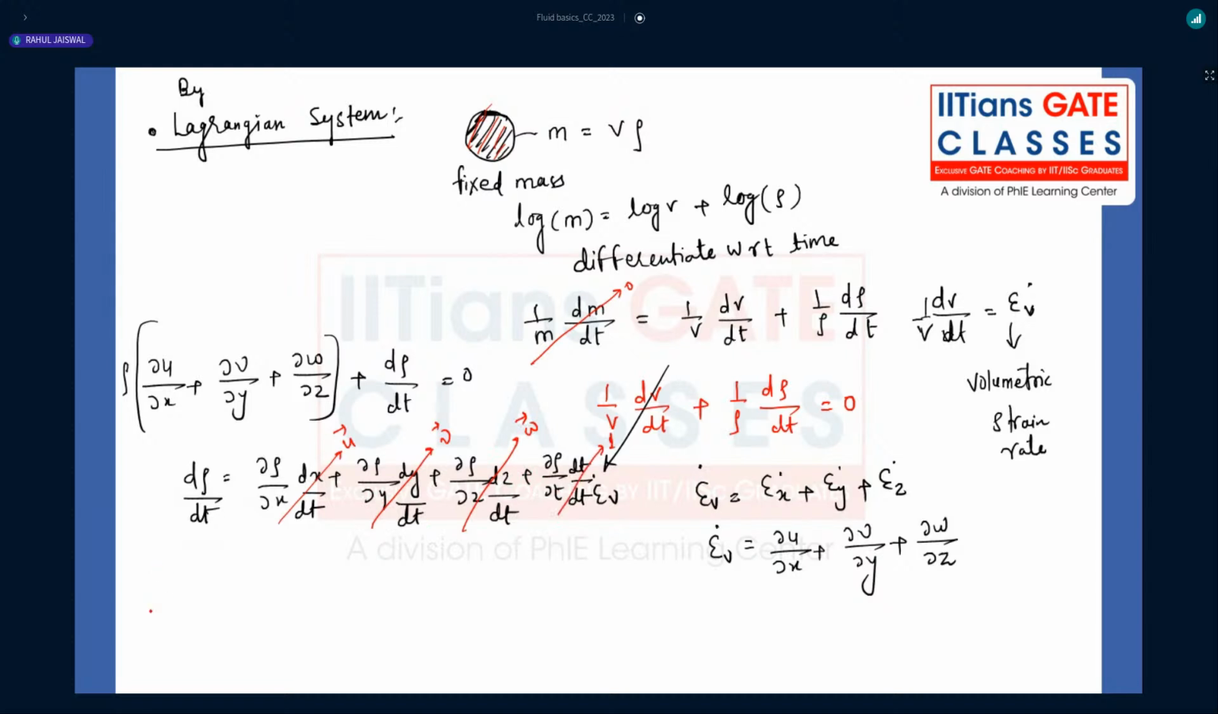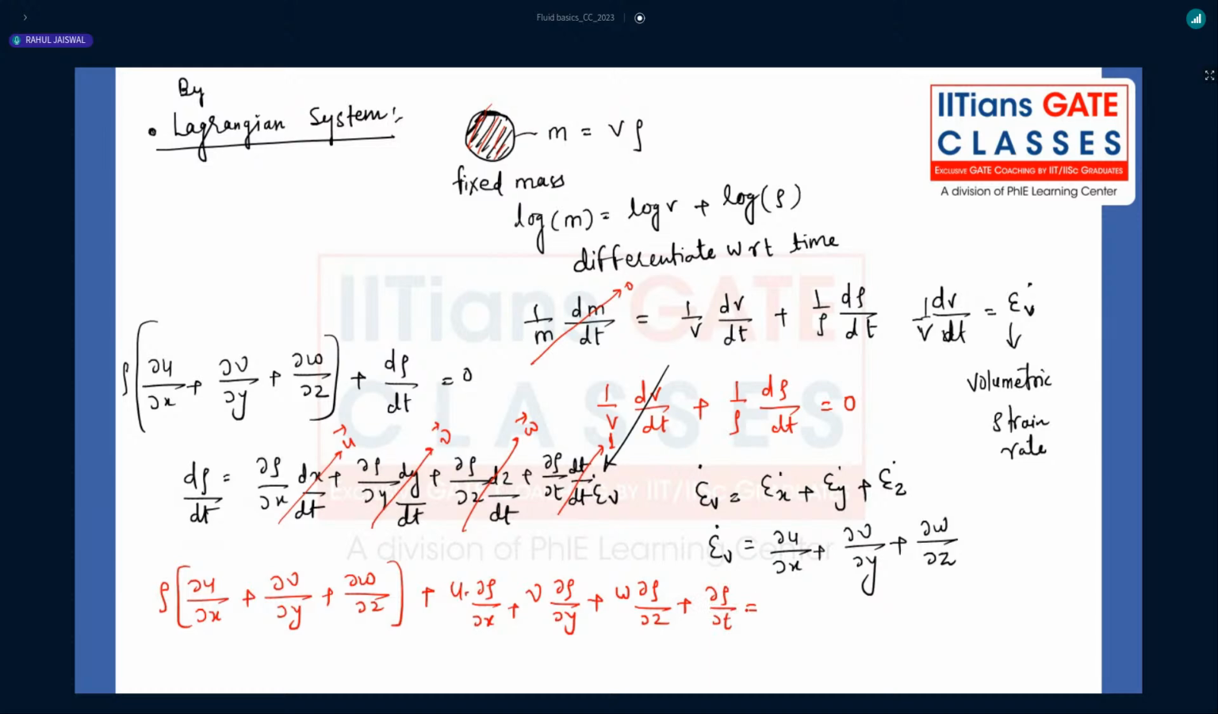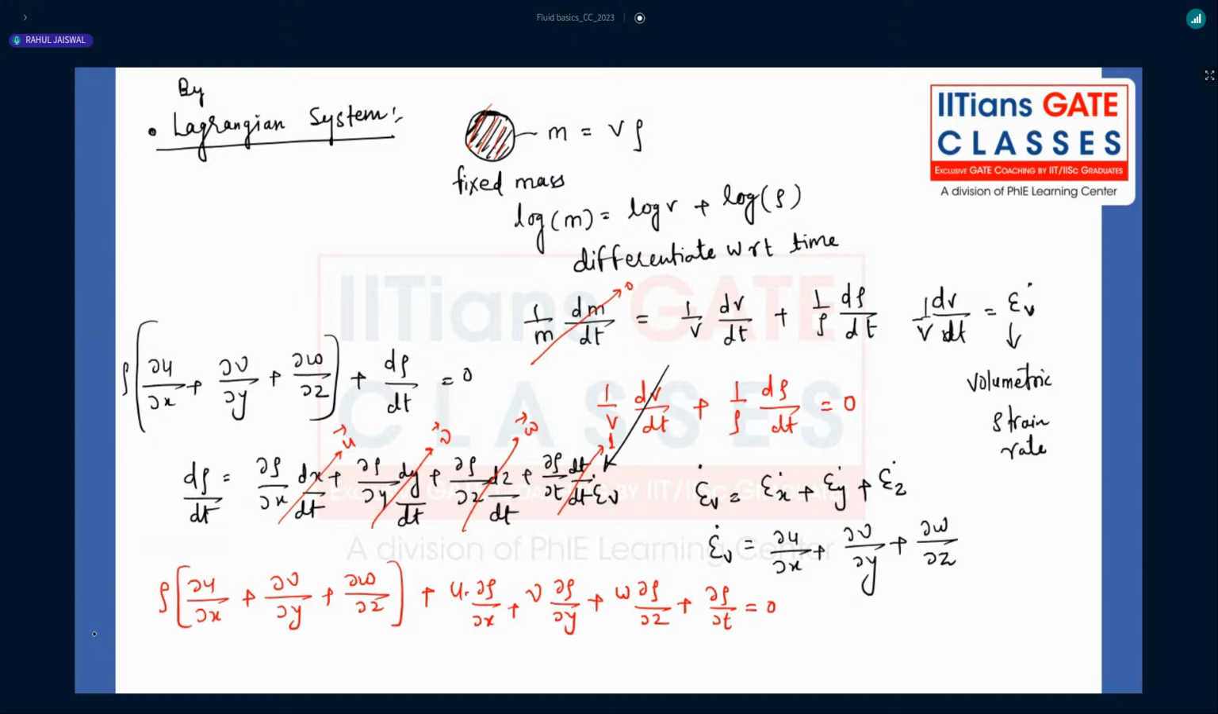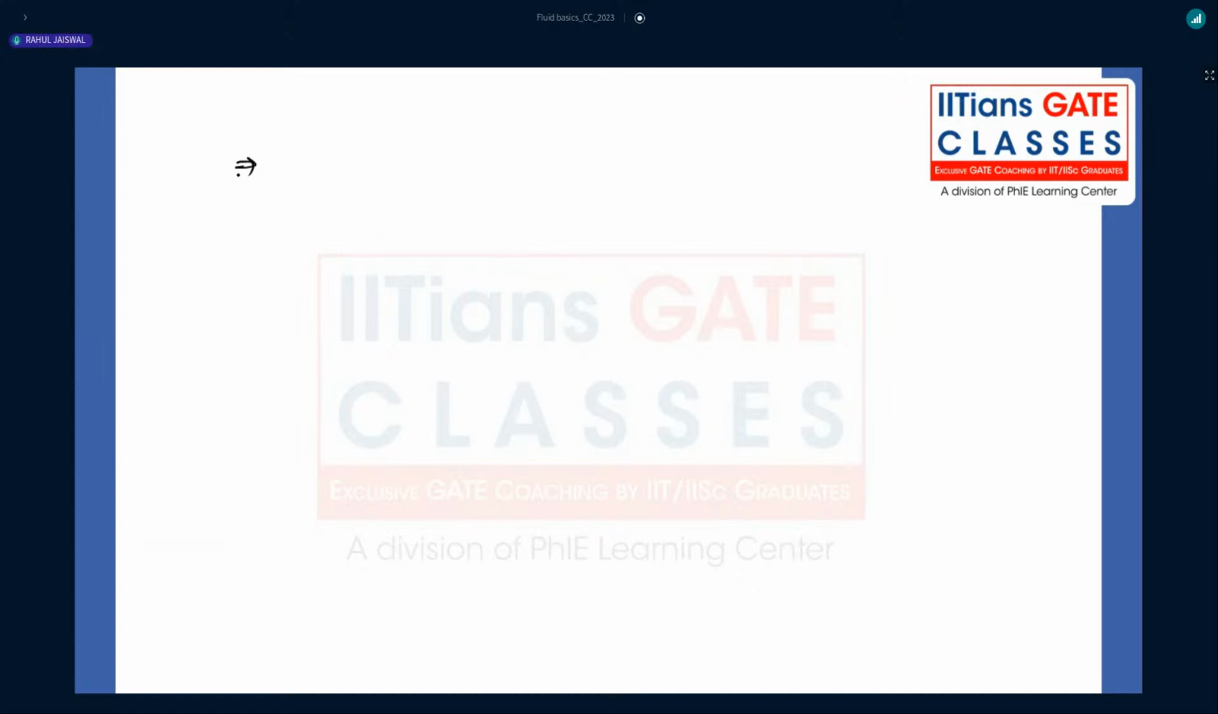So the complete equation, if I write: rho into (∂u/∂x + ∂v/∂y + ∂w/∂z) plus u ∂ρ/∂x plus v ∂ρ/∂y plus w ∂ρ/∂z plus ∂ρ/∂t, that is equal to 0. Right? After this one last equation, we can solve the numerical, then we can close the session.